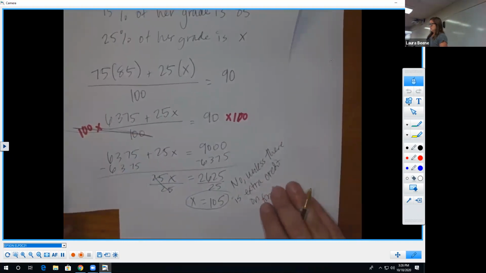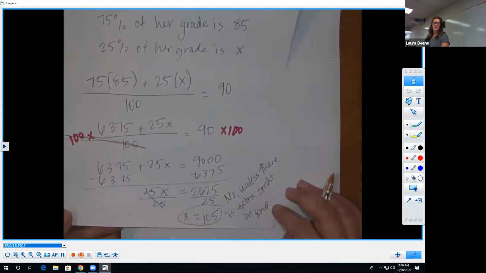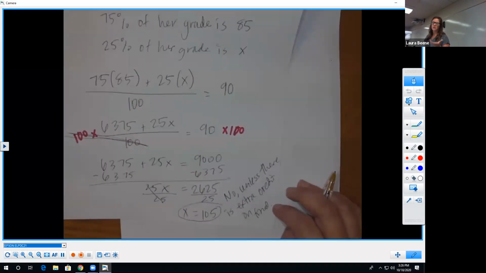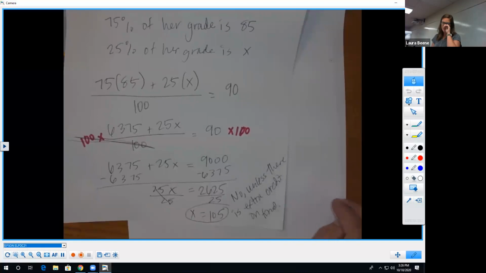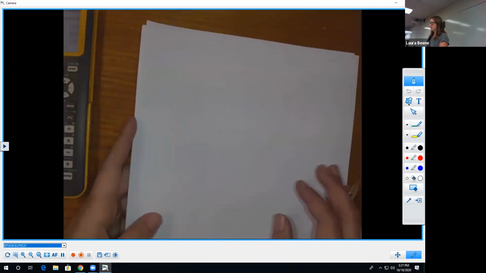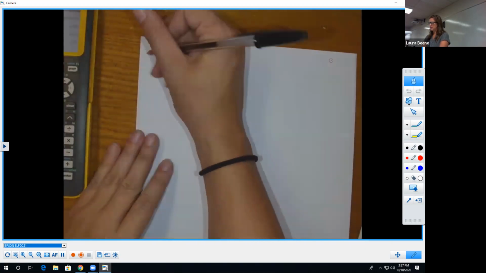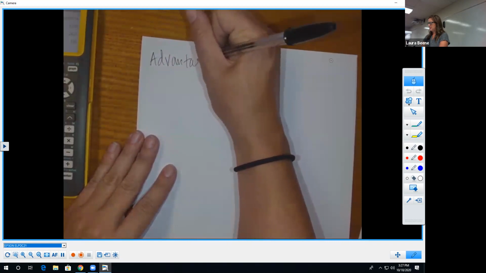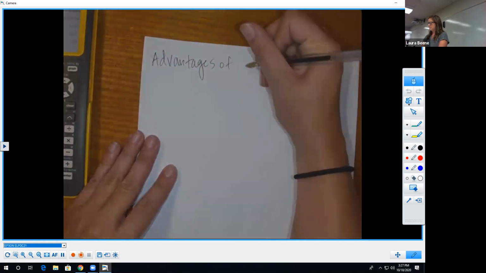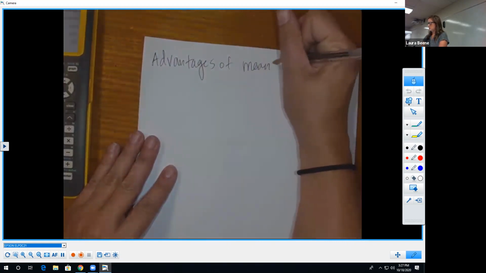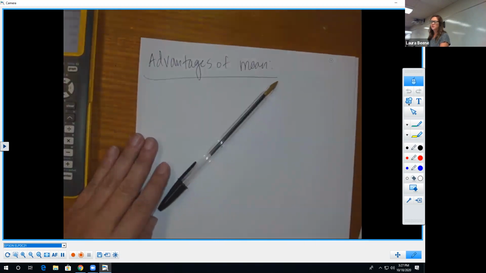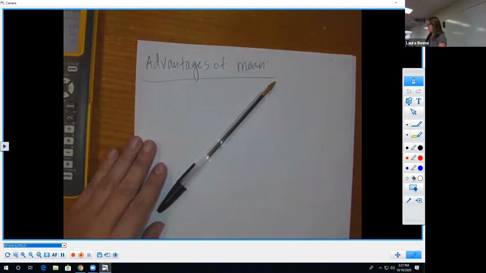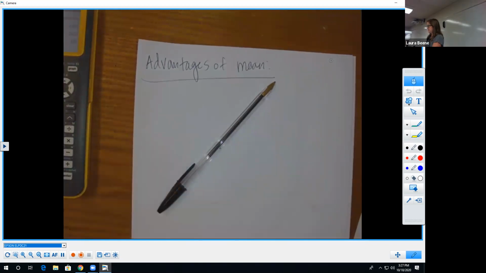Okay, so those are the types of problems you're going to have for the mean. Usually it's just a random set of data. Find the mean of the set of data. And let's talk about the whole purpose of finding the mean. Let's talk about the advantages and the disadvantages of finding the mean. The advantages of finding the mean are, what do you think the advantages are? Think about it for a second. What's the benefit, or what's easy about finding the mean?